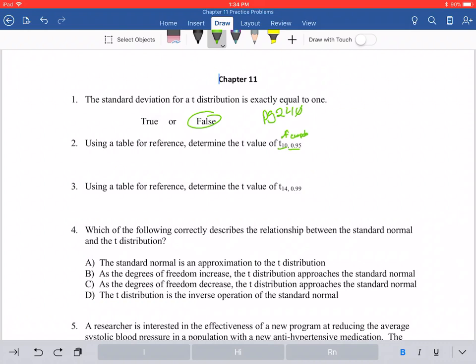The way you find this is you go to your table, go to degrees of freedom 10, which is found on the left-hand side, go all the way over till you find the very top portion of cumulative probability of 0.95. When you match them up, you should get a value of 1.812. Do the same thing for the t-value of degrees of freedom 14, cumulative probability of 0.99. When you do that, you'll find the value 2.624.